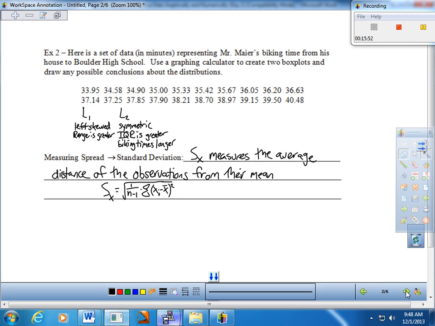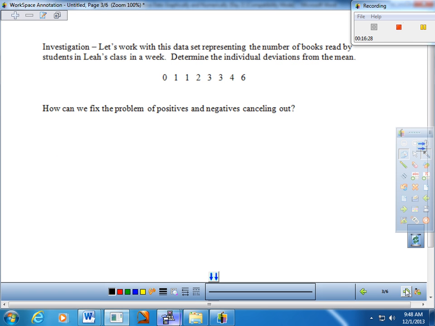Alrighty. Well, let's do the investigation that you see on your paper. So I picked a pretty small set of data to work with. The investigation says, let's work with this data set representing the number of books read by students in my daughter Leah's class in a week. So it looks like we have 1, 2, 3, 4, 5, 6, 7, 8 students in my daughter's class. And the poll was, how many books did you read in a week? And these were the numbers that came up. And as it says in your paper, let's follow this along. It says determine the individual deviations from the mean.